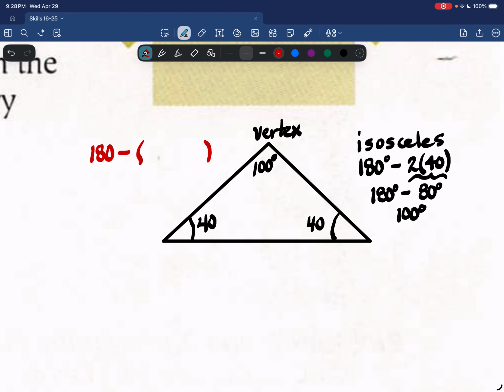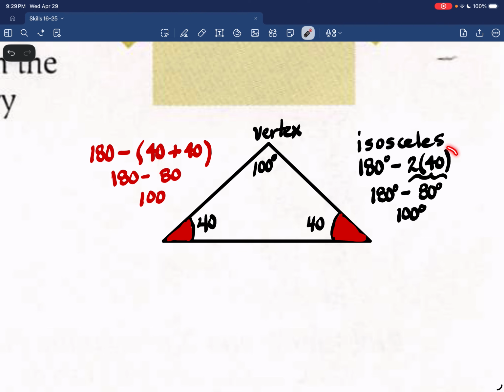I was taught to make parentheses and put the two angles I know in the parentheses. So the 40s go in there. That's this one and its match over there. And then I would be able to do the parentheses first. 40 and 40 make 80. Then I would subtract from there. But because of order of operations over here, you multiply first. So either way will get you to the answer, and it will work every time.